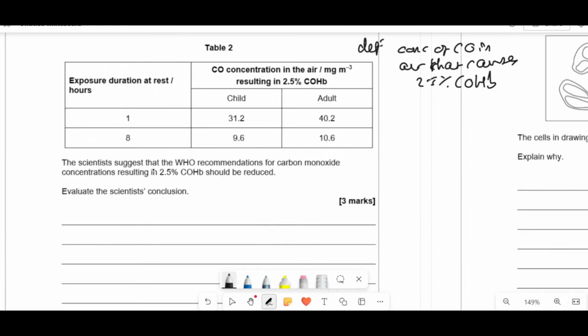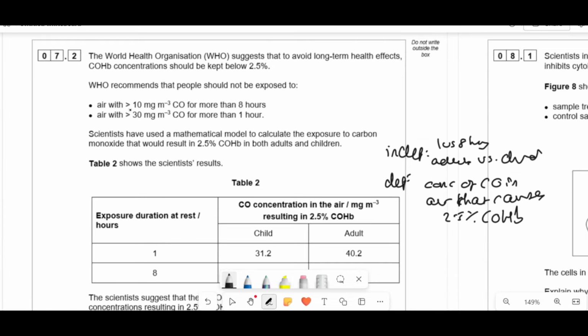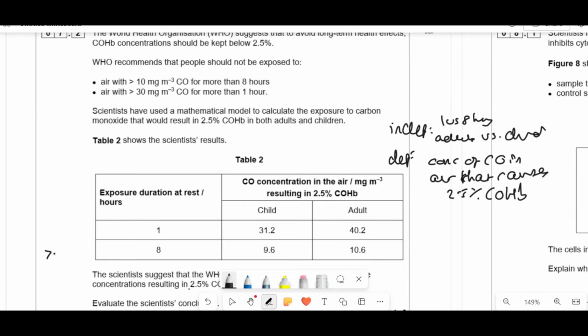Fine. The scientists suggest that the WHO recommendations for carbon monoxide concentrations that cause a 2.5% COHb should be reduced. To evaluate the conclusion, remember that the WHO said that if it's greater than 10 for more than 8 hours, right? So I'm going to just scribble down here, greater than 10. And then if it's for more than 1 hour, it's greater than 30. So in a kid, it's greater than 30, it's greater than 40. Bingo.